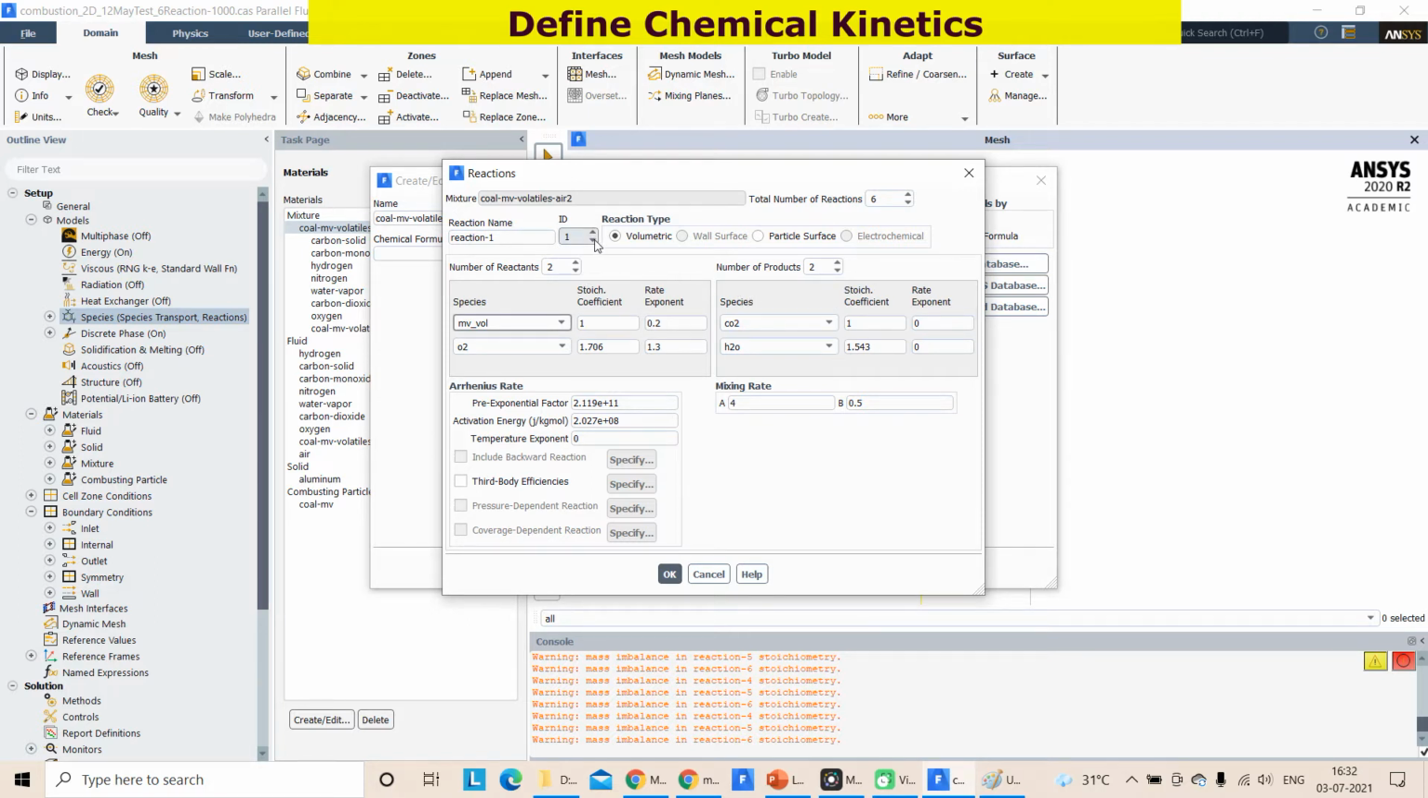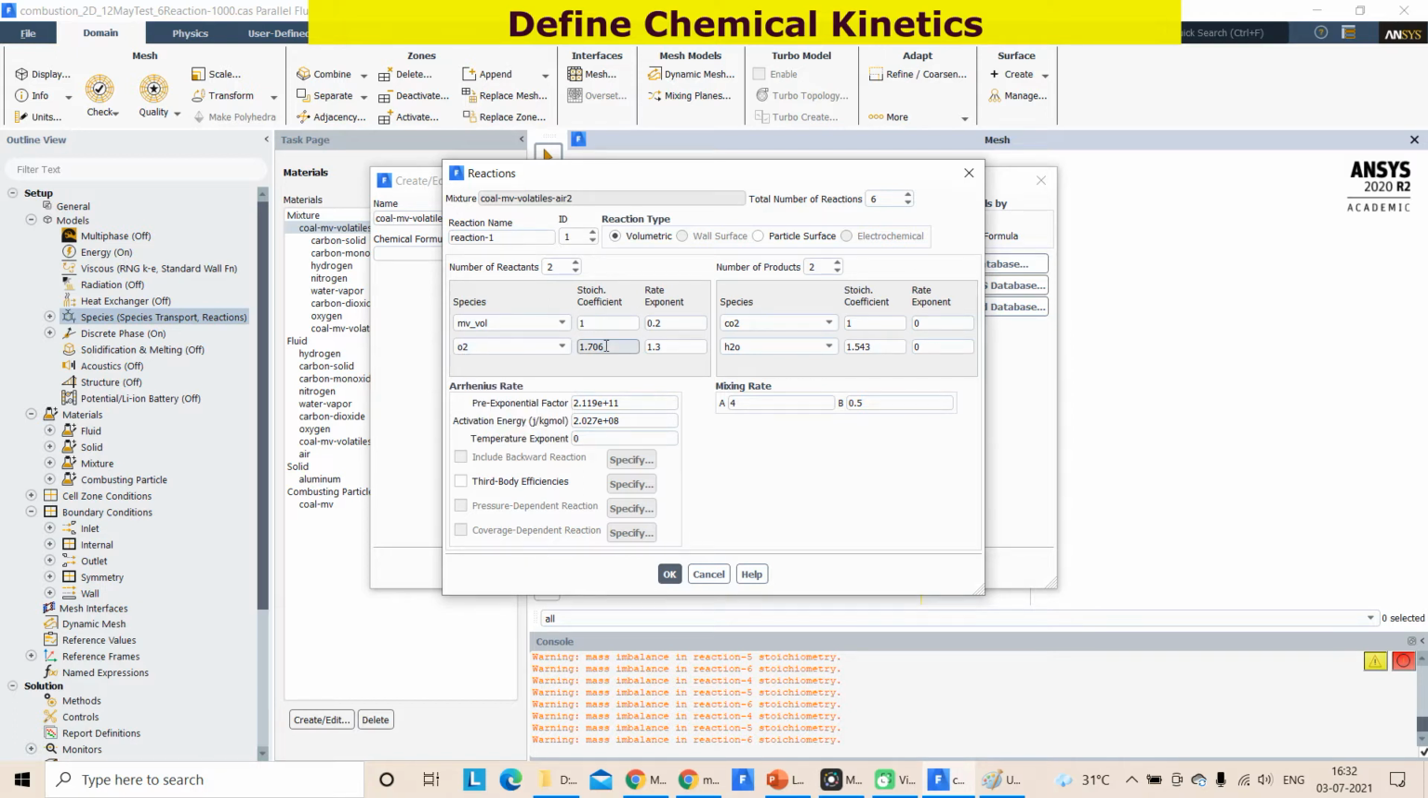What is the first reaction, second reaction, and based on each reaction, you have to decide what are the reactant species and what are the product species. For the first reaction, there are only 2 reactants and 2 products. I have selected 2, and it is a volumetric reaction. And here I selected Yummy volatile, and then I select O2.